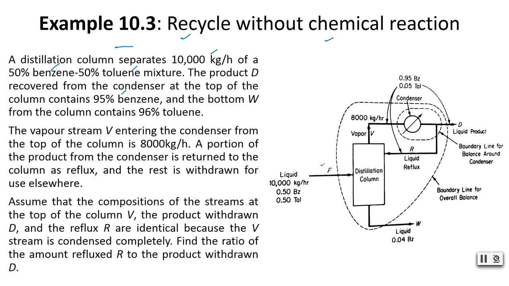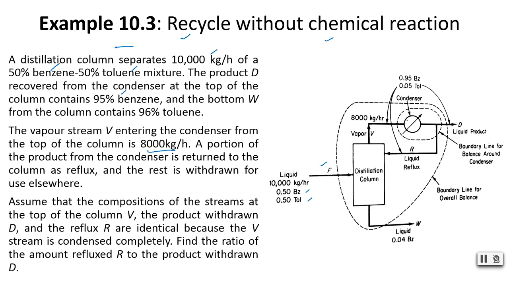We have the feed that contains 50% benzene and another 50% toluene going to the distillation column. The vapor entering the condenser from the top of the column is 8,000 kg per hour. A portion of the product from the condenser is turned back.